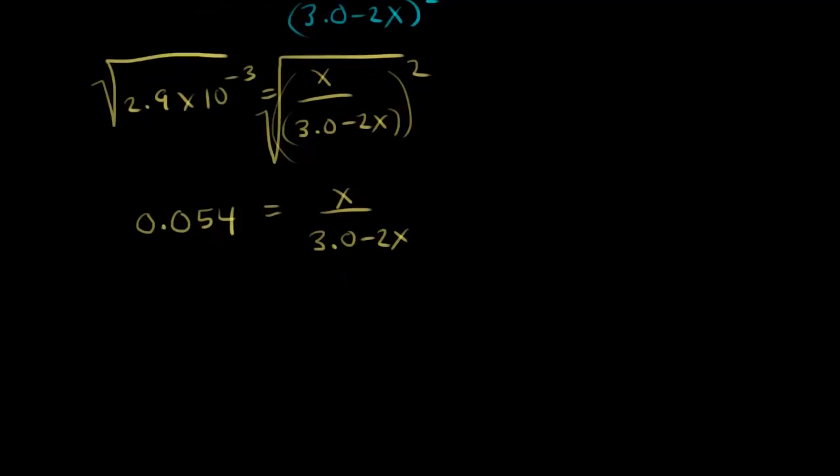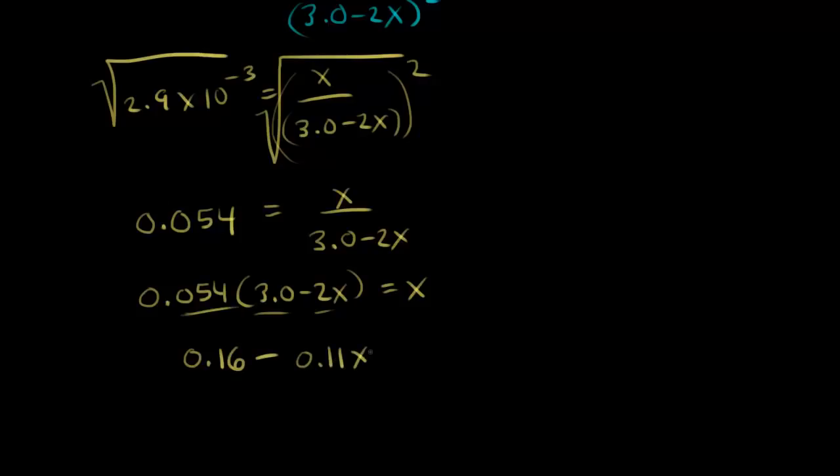Our goal is to solve for x. Our goal is to solve for the molar solubility. So we can multiply both sides by 3 minus 2x. So when we do that, we need to multiply 0.054 by 3, and if you round that, you're going to get about 0.16, and 0.054 times 2 is approximately 0.11. So we have 0.16 minus 0.11x is equal to x. So we have 0.16 is equal to, we put both x's on one side. This is 1x, and this is 0.11x. So 1x plus 0.11x is 1.11x.